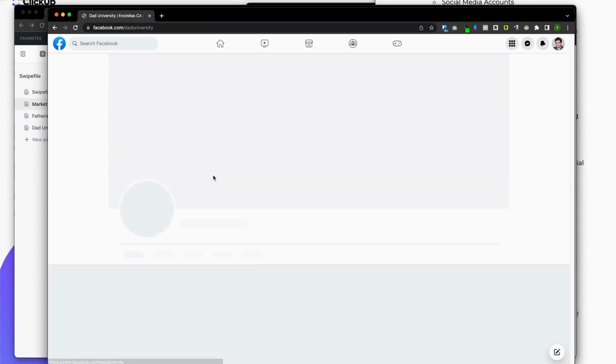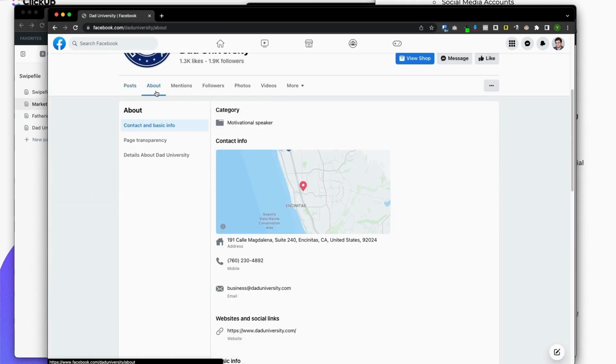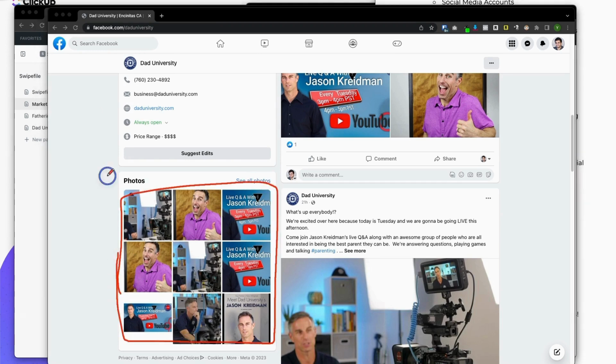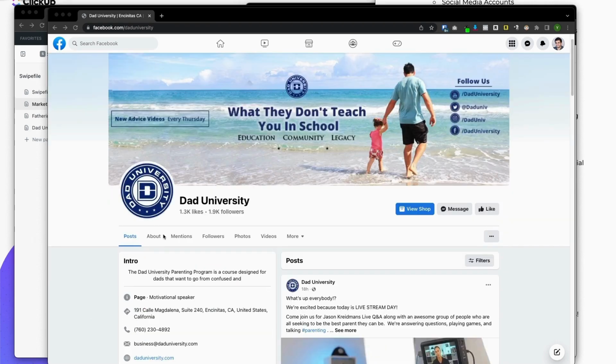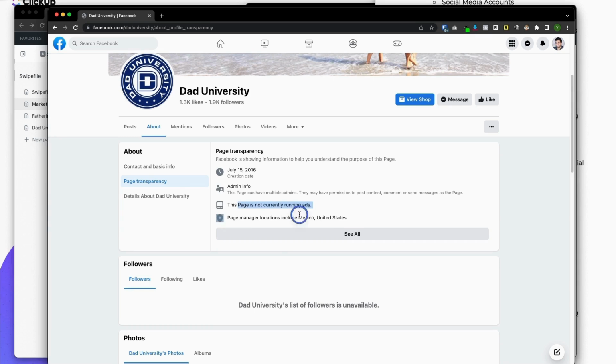So you go to Dad University, and then you go over here to About, and then you go over here to Page Transparency. Now, sometimes the About section and Page Transparency is located on the sidebar here, so just something to note, it might be on the sidebar. Sometimes it's in different places for different pages. But we go to About, we go to Page Transparency, and in this case, you can see this page is not currently running ads.